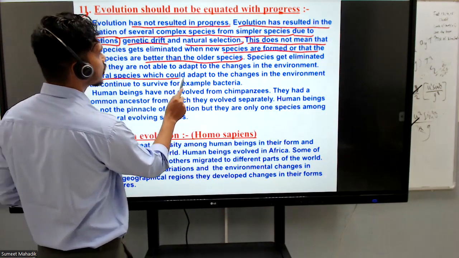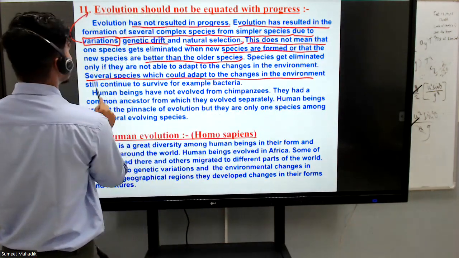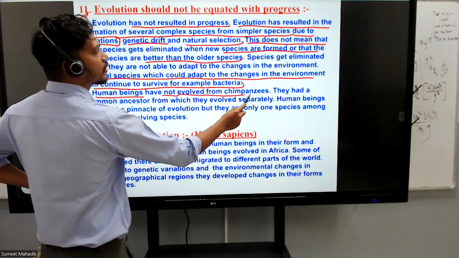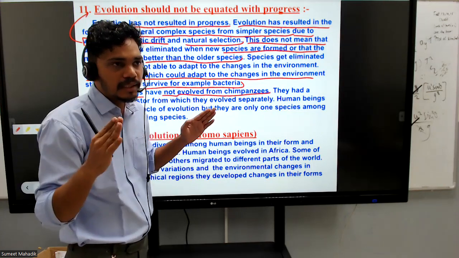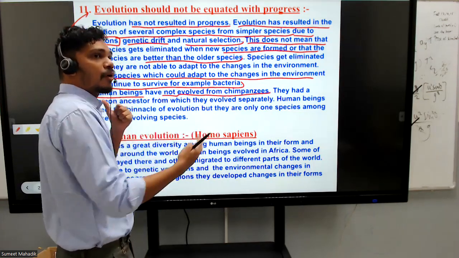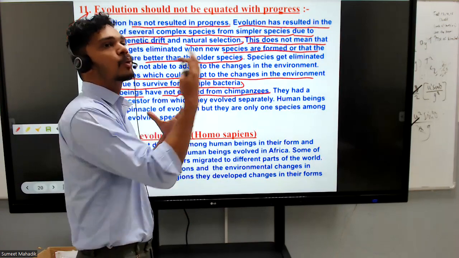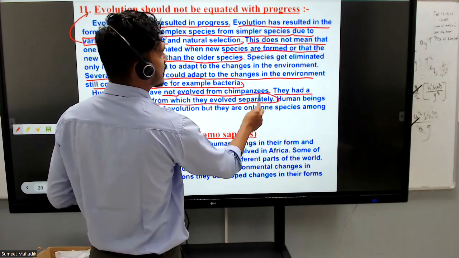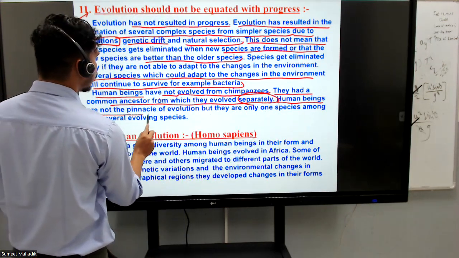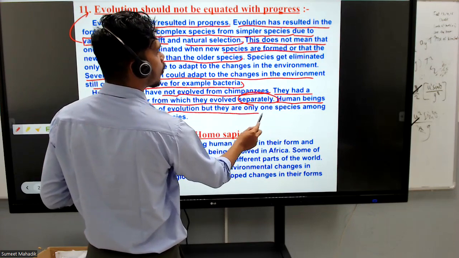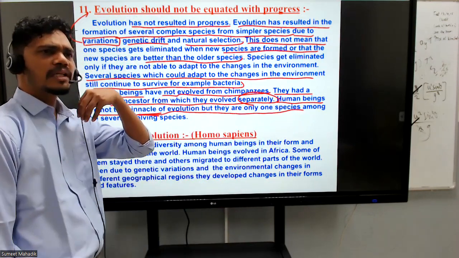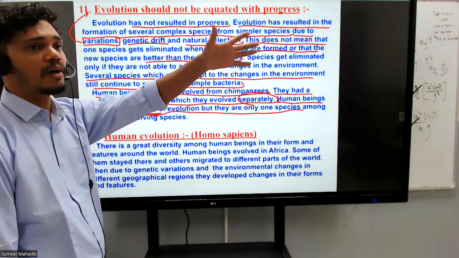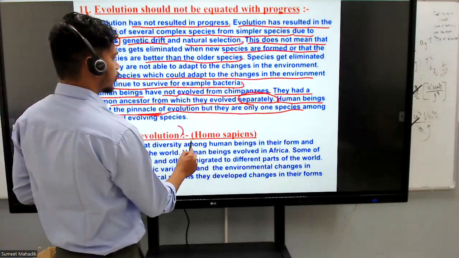Several species which could adapt to changes in the environment still continue to survive, for example bacteria. Human beings have not evolved from chimpanzees. We are not chimpanzees. We developed from the Homo sapiens species. They had a common ancestor from which they evolved separately. Human beings are not the pinnacle of evolution, but only one species. Many species evolved according to their needs and their work, right? Human evolution, Homo sapiens, right?